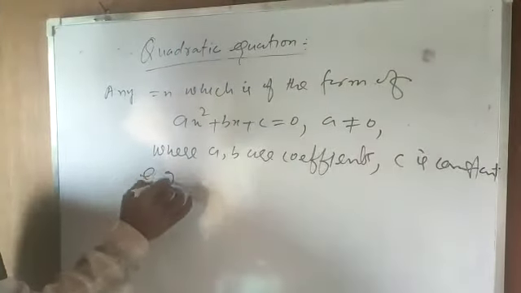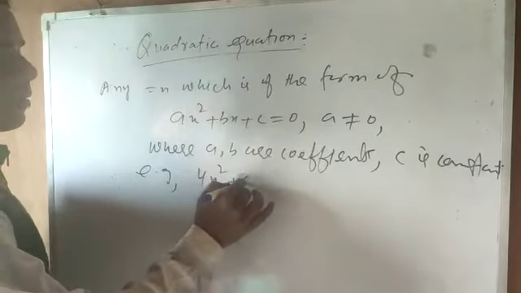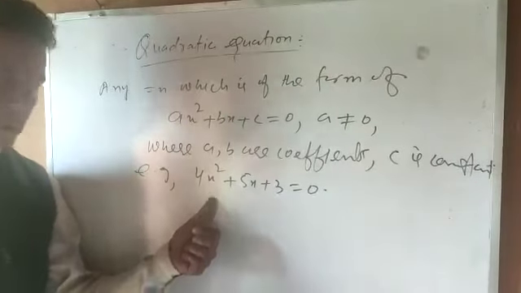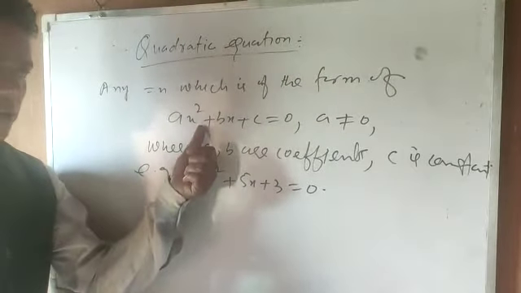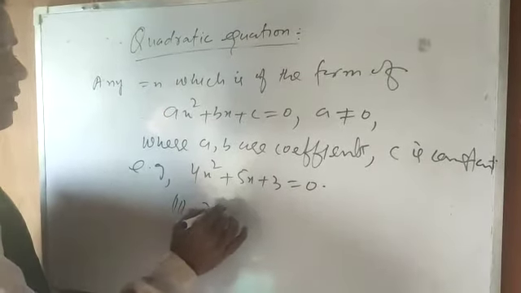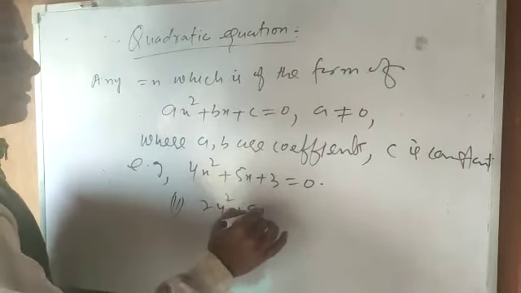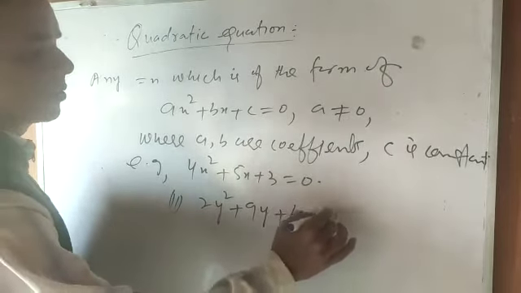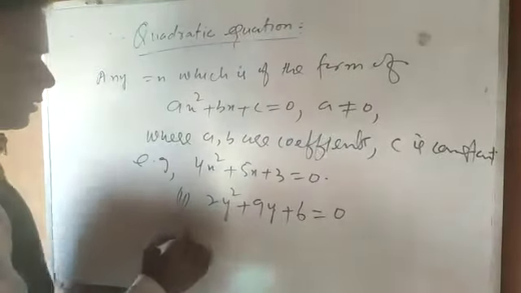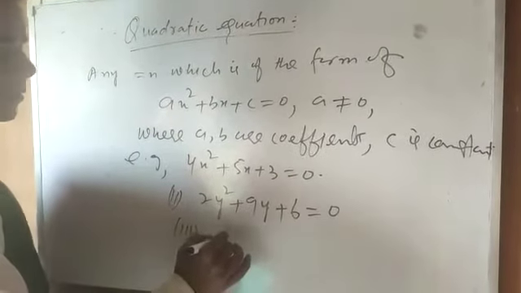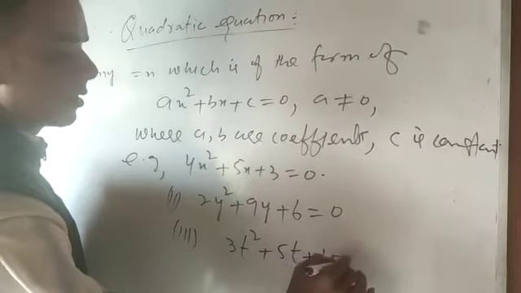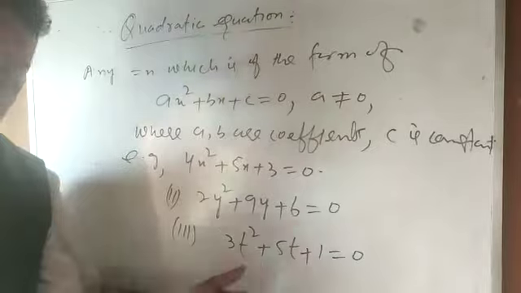For example, 4x square plus 5x plus 3 is equal to 0 is a quadratic equation in x. Second, 2y square plus 9y plus 6 is equal to 0 is again a quadratic equation in variable y. Third, 3t square plus 5t plus 1 is equal to 0 is again a quadratic equation in t.